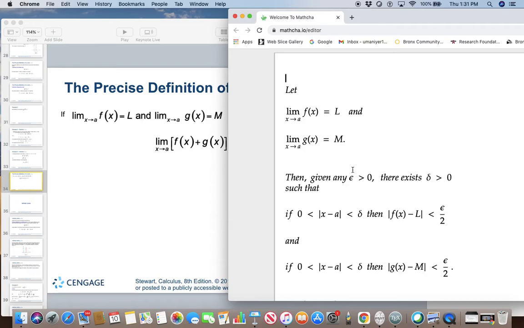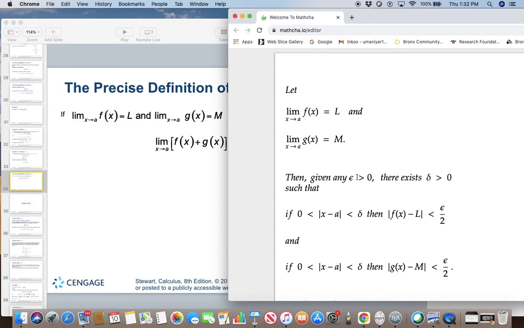Then given any epsilon greater than 0, there exists a delta greater than 0 such that if 0 is less than the absolute value of x minus a, which is less than delta, that is, x is within delta distance of a, then f(x) is within a small distance of L. So you see, given any epsilon, I can find a delta. Here I have found a delta for epsilon over 2. Why not? For any epsilon, I can find a delta. In particular, I took half of what you gave me and found a delta for it.